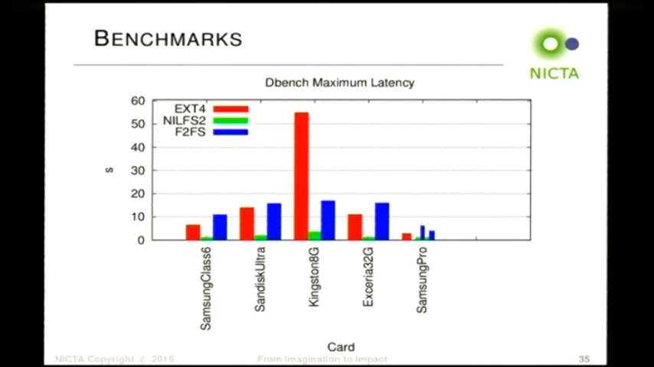Whew! Smaller is better for these. Kingston's are really, really slow. And NILFS gives you the best latency of any of the file systems. So it has traded latency for throughput. So depending on your workload, if you've got a workload that's latency sensitive, you might want to use NILFS. If you've got one that's throughput sensitive, you might want to use F2FS.